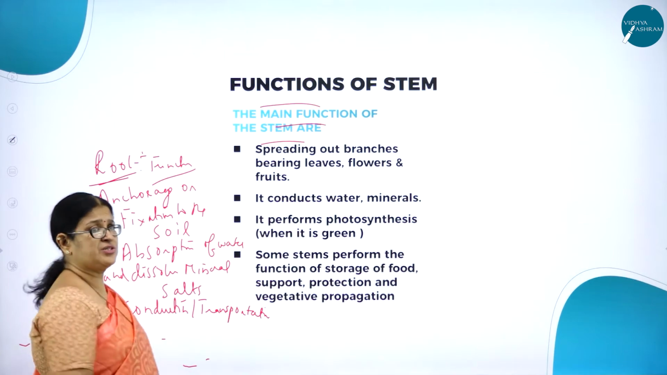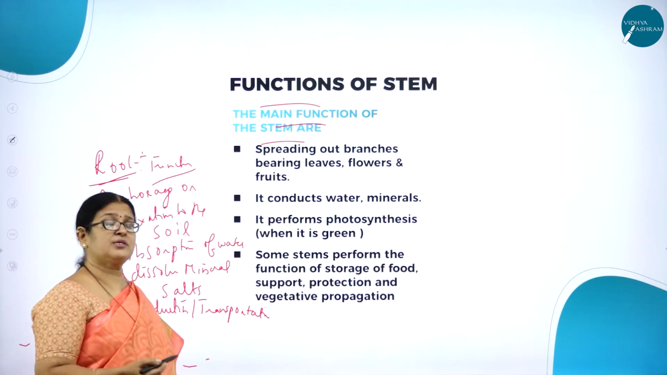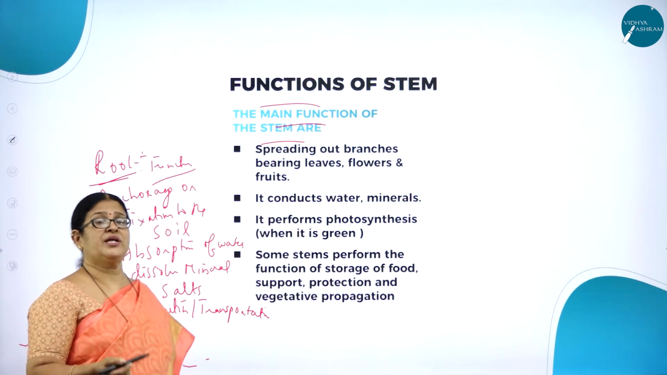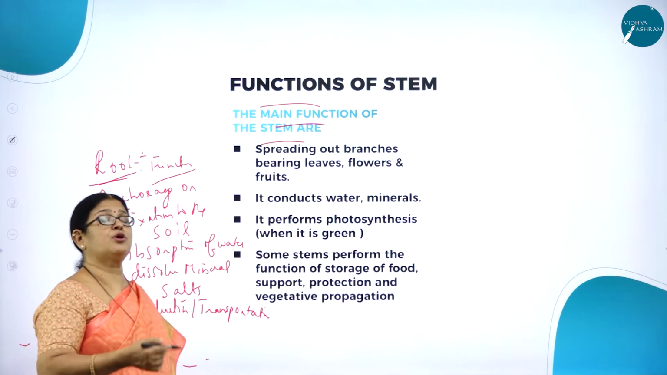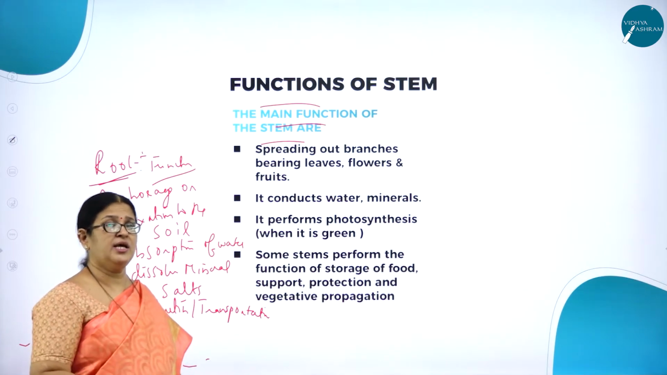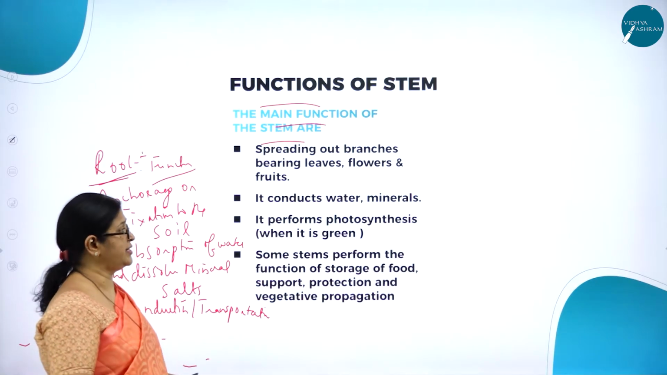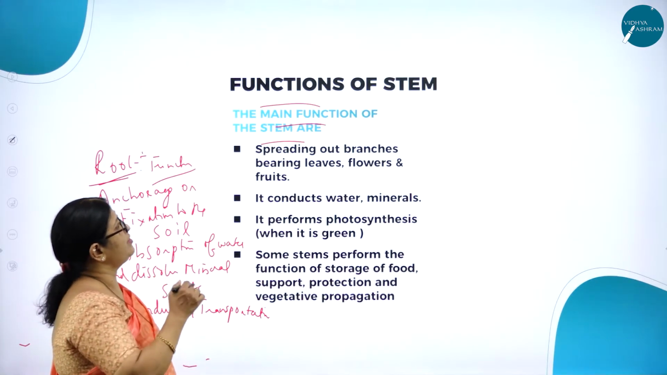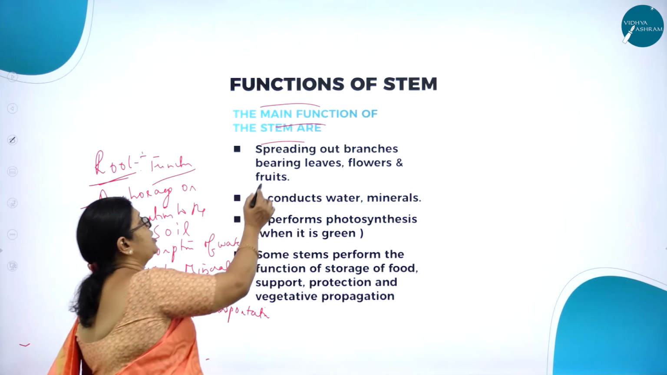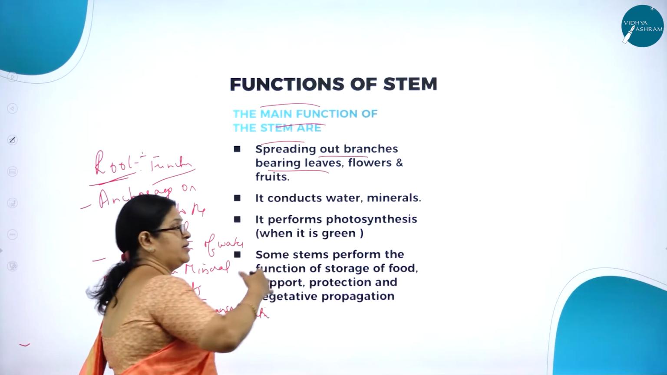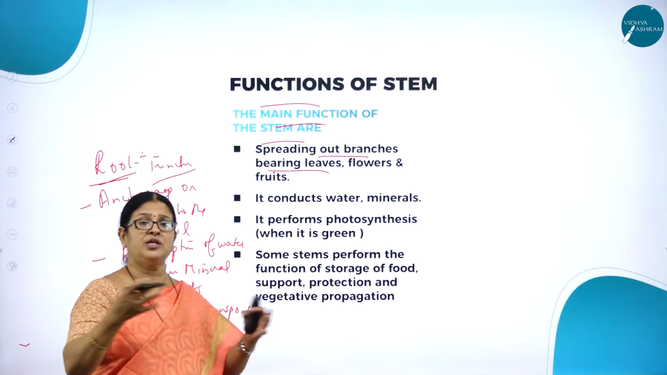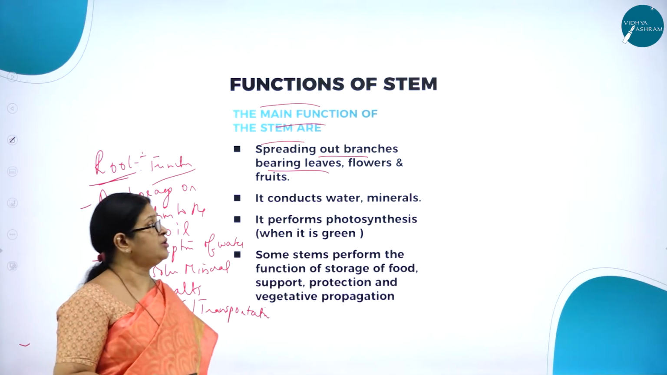Then what are the functions of stem? As I said, root is comparatively simpler when compared to shoot system. Shoot system is more complicated with so many structures like the branches, the leaves, the flowers, fruits, etc., right? Now, what is the main function of the stem? The spreading out branches, very important. So the more the branching, the more the leaves, the more will be the rate of photosynthesis.